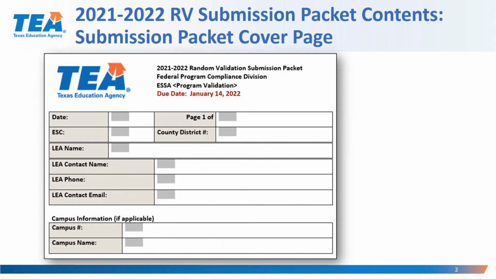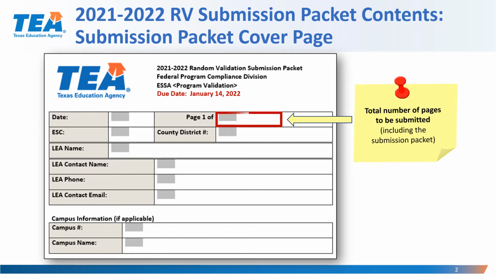In preparation for documentation submission, the LEA should complete the submission packet cover page. The LEA should complete all the relevant sections of the cover page. For total number of pages to be submitted, this should include the submission packet as well. So if the cover page is page 1 of the submission packet, the checklist is page 2, and the documentation goes up to page 25, then the number to be included here is page 25. So it would read page 1 of 25.